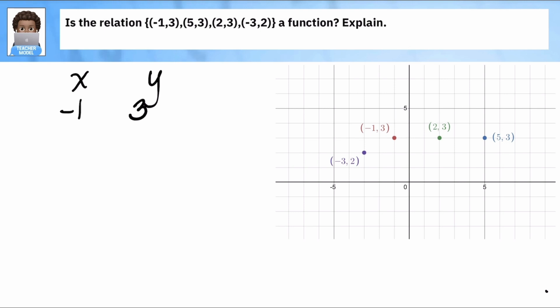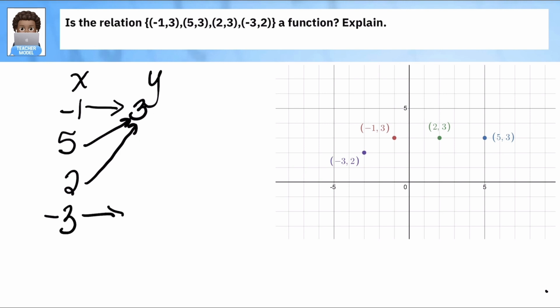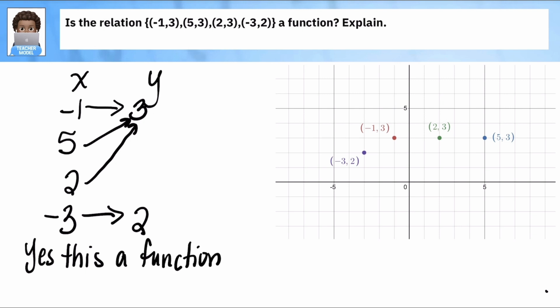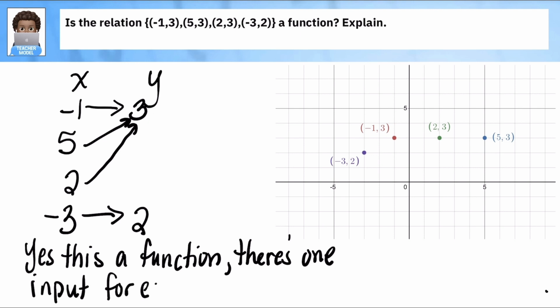-1, 3. 5, 3. 2, 3. -3, 2. So this does show me there is only one input for one output. So yes, this is a function. There's one input for each output. So this part would be okay.